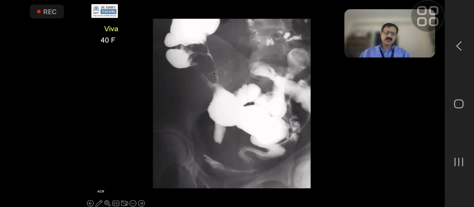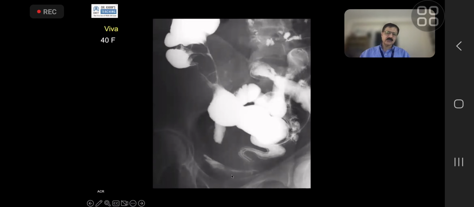For example, in this case, look at this tract here. Now, this is the original ileocecal junction. There is an ileocolic fistula, an ileocolic fistula. Now, with that, you can see contrast tracking into the bladder.